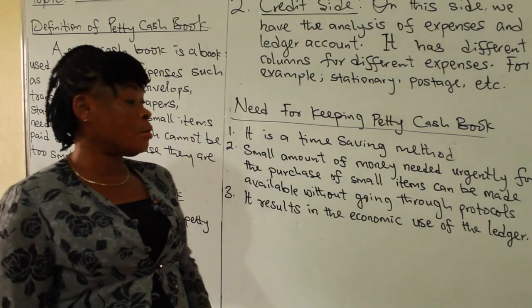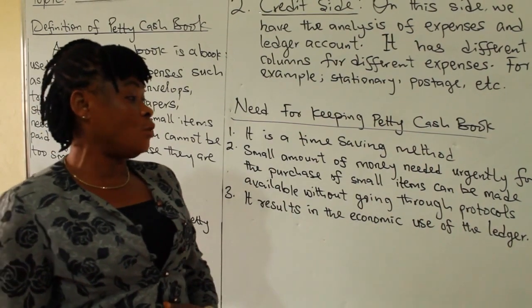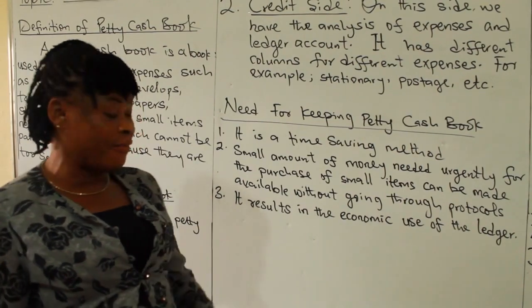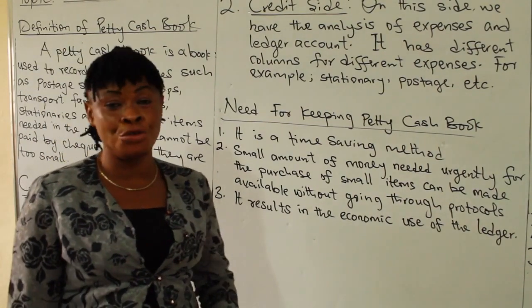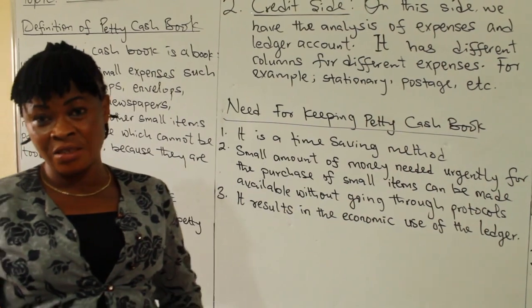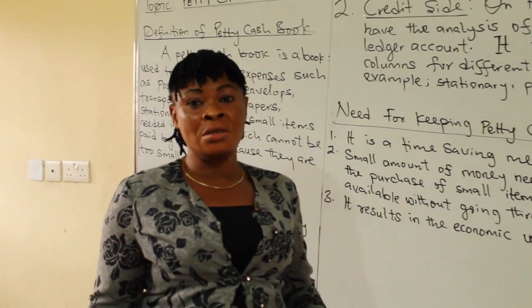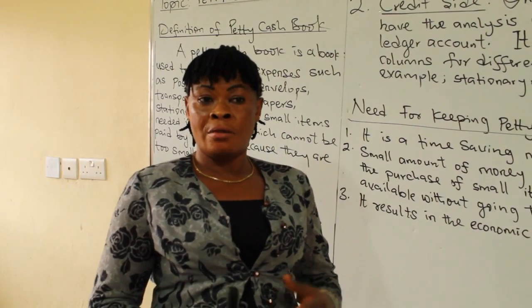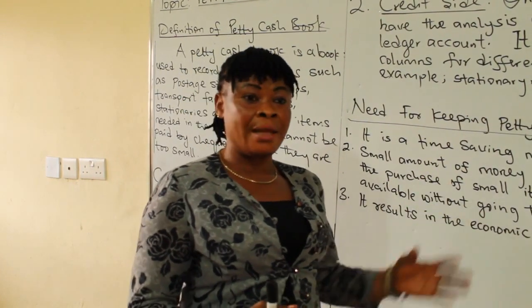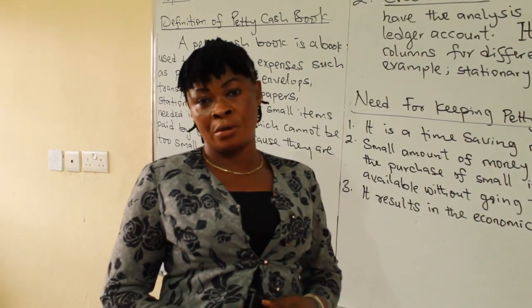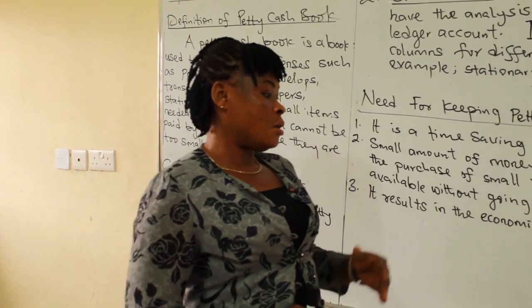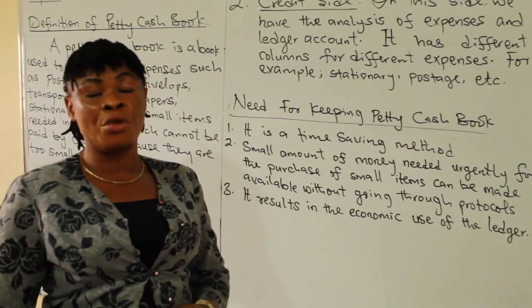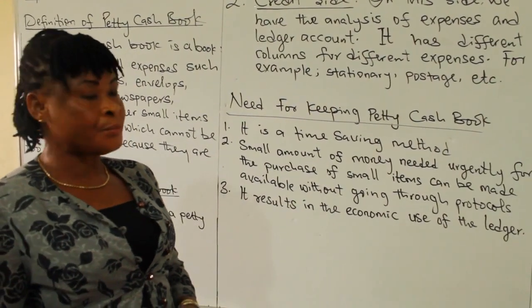Okay, number 2, small amount of money needed urgently for the purchase of small items can be made available without going through protocols. That is to say that the organization doesn't have to run helter-skelter in order to buy little things for the organization. Then number 3, it results in the economic use of the ledger.